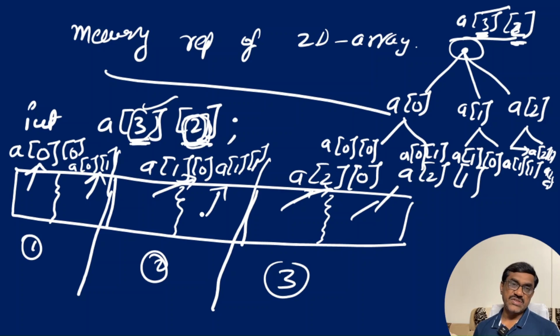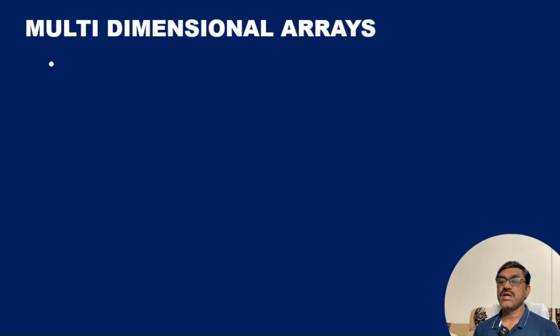This is the memory representation. I think it is understood. This is the memory representation of a two-dimensional array. Now after this, how to initialize a two-dimensional array? Two-dimensional array representation. Array initialization.